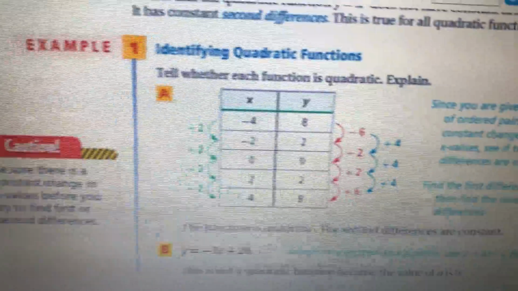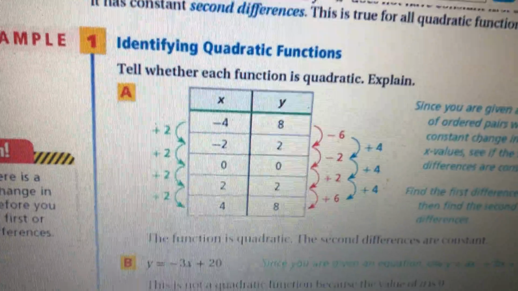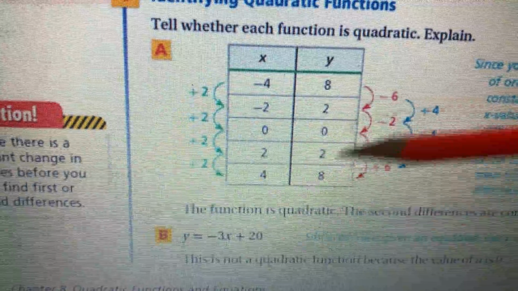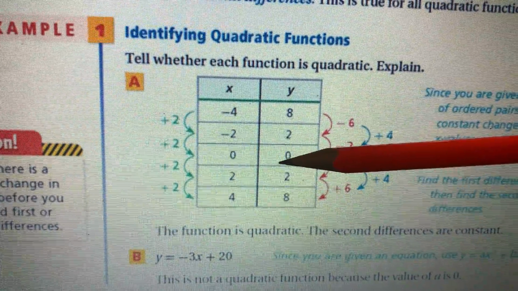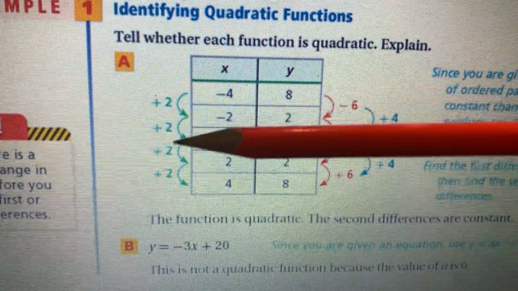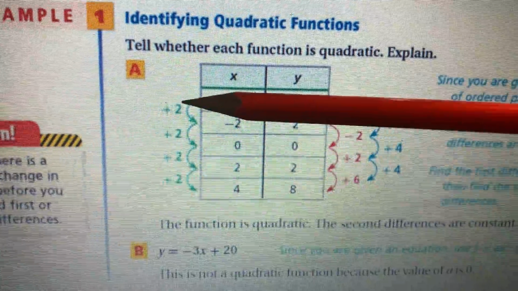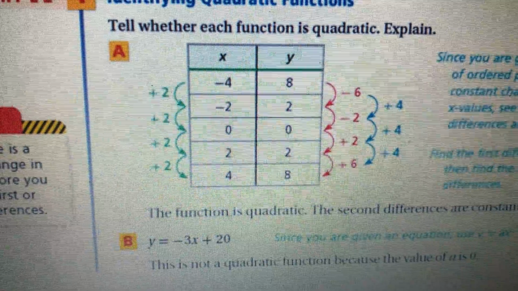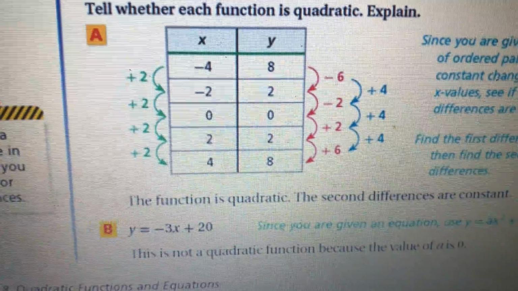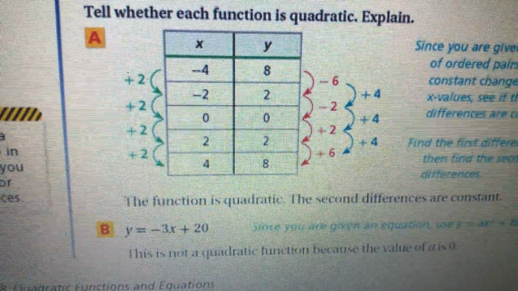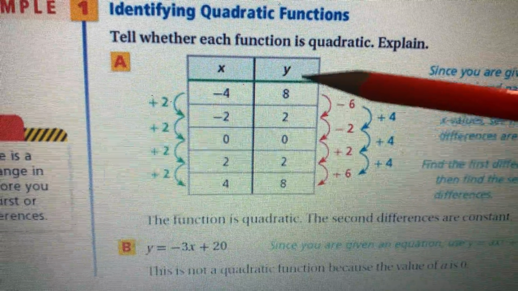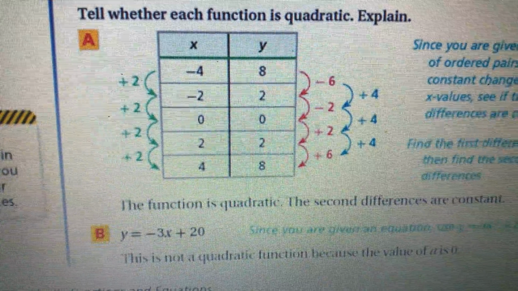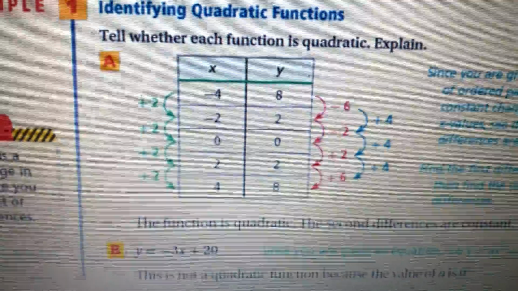So, in order for me to determine if the values in this chart provide me a quadratic equation, these values have to be the same, and these second differences have to be the same. That's why this example over here shows you a quadratic equation.